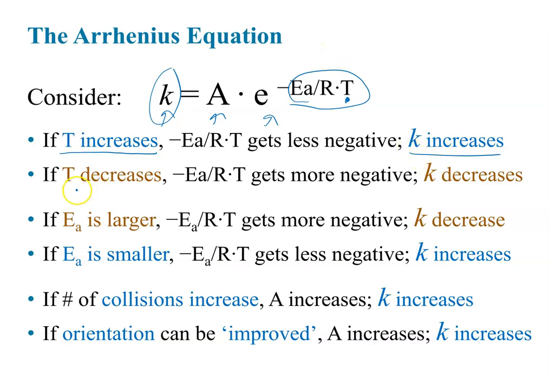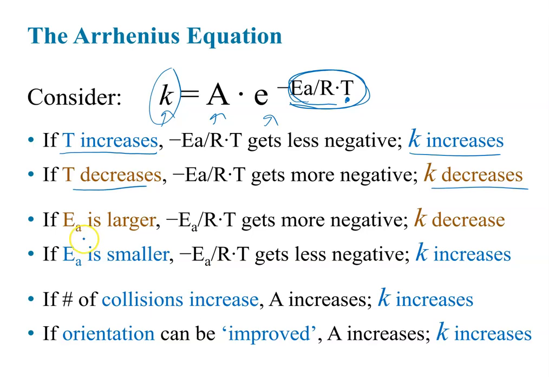If temperature decreases, then this exponent, EA over RT, will become a larger negative number. E raised to that larger negative number will be a smaller number times A. K will decrease. So you just have to work through, what if the T plugged in was larger or smaller, and then how would that affect the value of K?